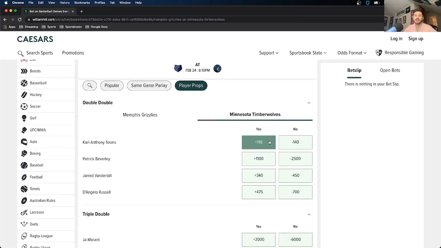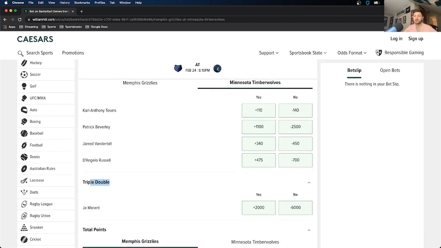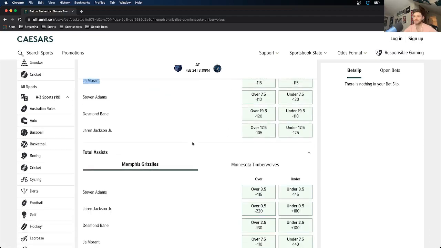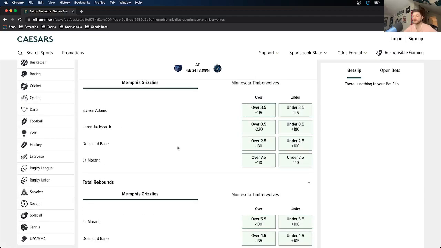And then the important thing to understand when you're betting on an NBA player prop is, aside from betting on a double-double or a triple-double, every single player prop that you bet on is going to be an over or an under. So in this case, for total points, you're betting on Ja Morant to go over 29.5 points, or under 29.5 points. Same thing with assists, rebounds, all that good stuff. So the logic of it is the same as betting on a point total, like you're betting on an over or an under. Obviously, in this case specifically, you're betting on will a NBA player go over or under a specific stat.